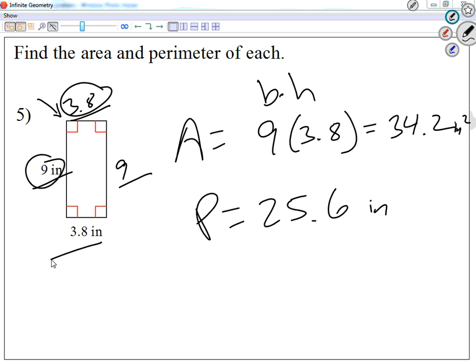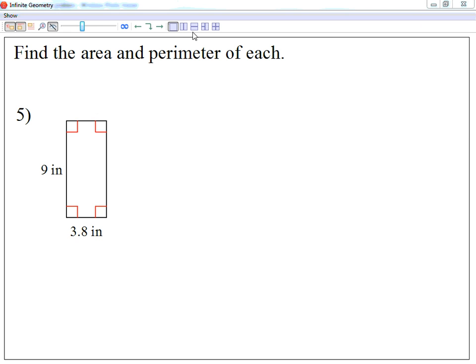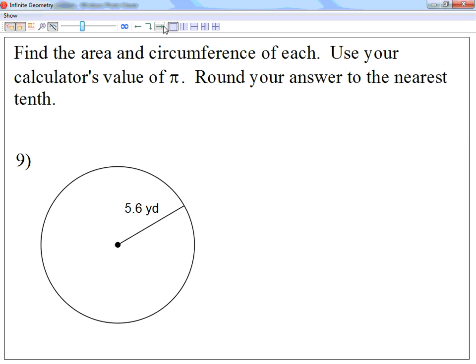Now there is a half on triangles, but not rectangles. Alright, any questions on the first 8? Alright, now let's take a look at question number 9.